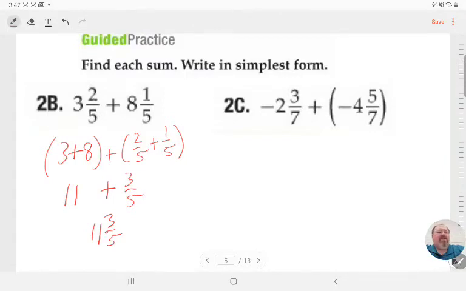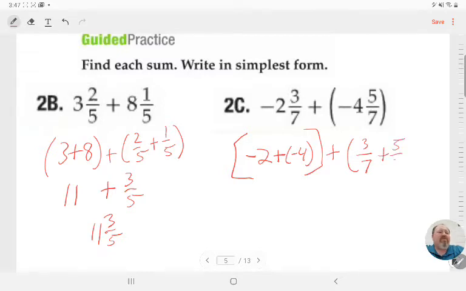And then on the next one, you would have -2 plus a -4. And then you would have over here, let's group those together. Then you would have over here with our fractions, 3/7 plus 5/7. Okay? And then I would have -6, same sign, add, keep the sign. And here I have 8/7. Okay?